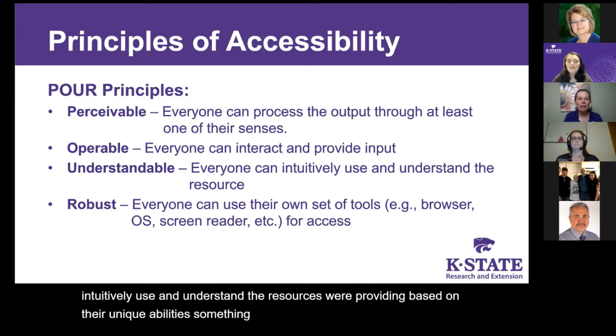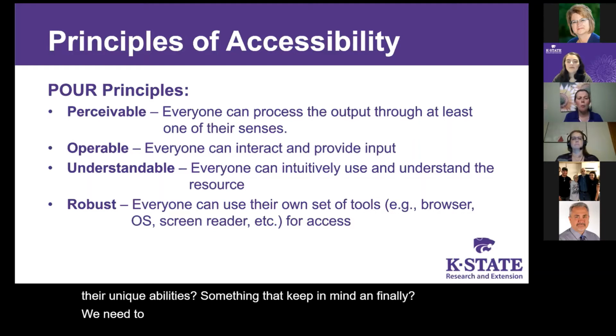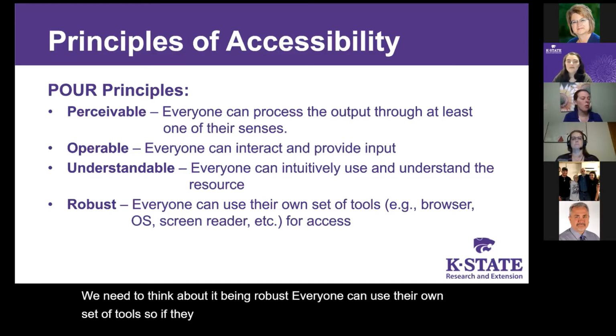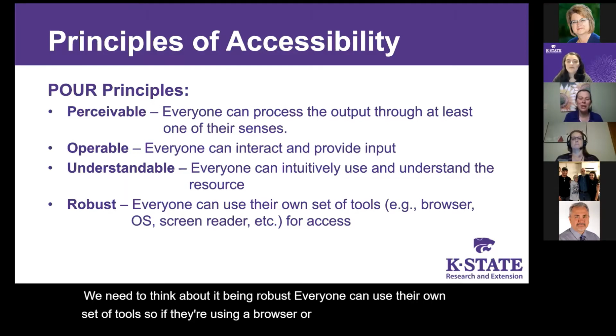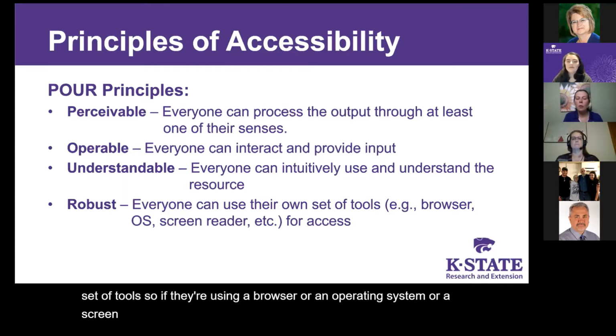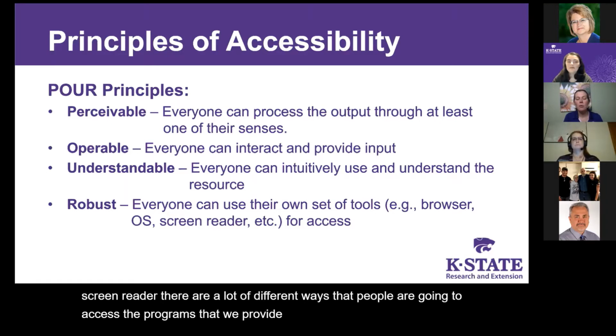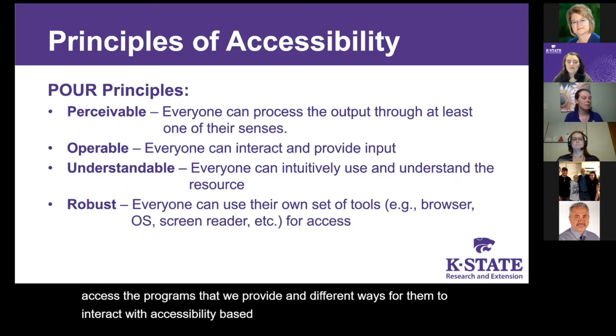And finally, we need to think about it being robust. Everyone can use their own set of tools. So if they're using a browser or an operating system or a screen reader, there are a lot of different ways that people are going to access the programs that we provide, and different ways for them to interact with accessibility based on their unique needs.